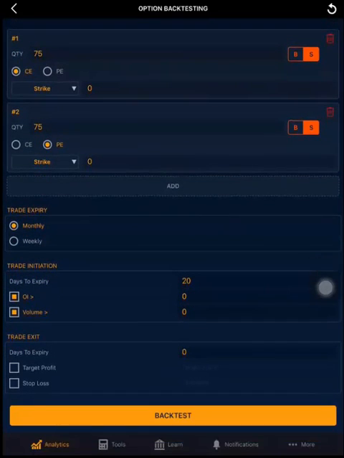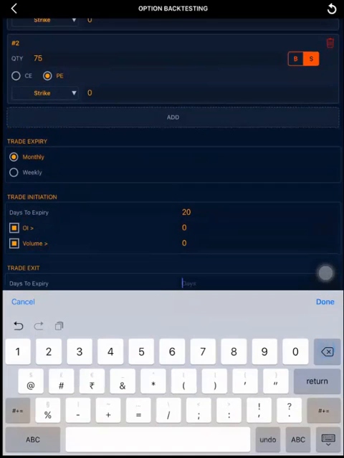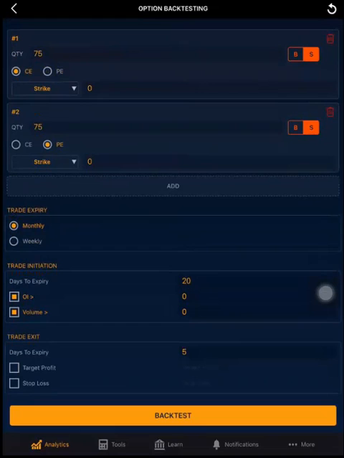So now what does it mean? Date to expiry: trade initiation 20 days before expiry, I'm initiating it. Trade exit 0 means I'm holding the strategy till expiry date. If instead of 0 you say 5, it will mean that you are exiting the strategy 5 days before expiry. So you can do a backtesting intra expiry. It is not necessary to be expiry on expiry because it will not give us a realistic picture.